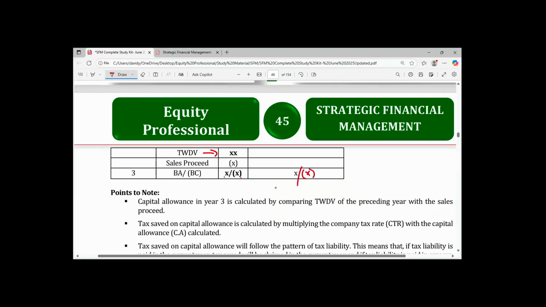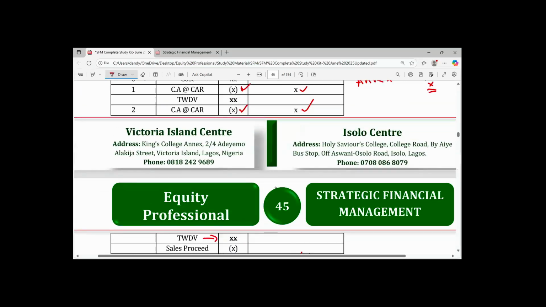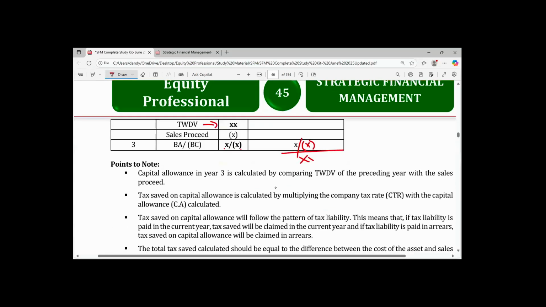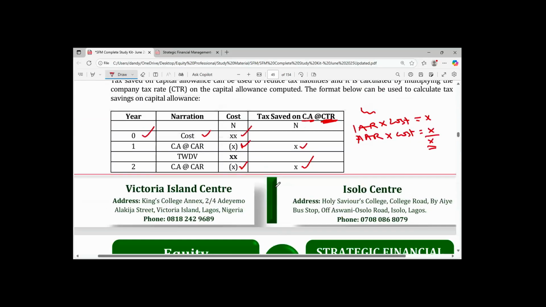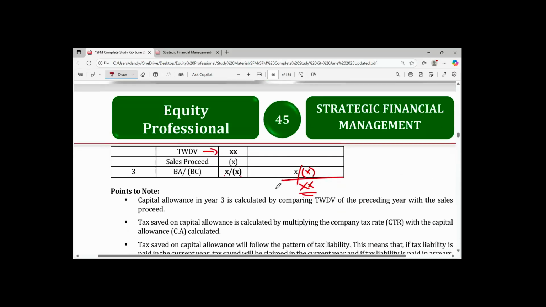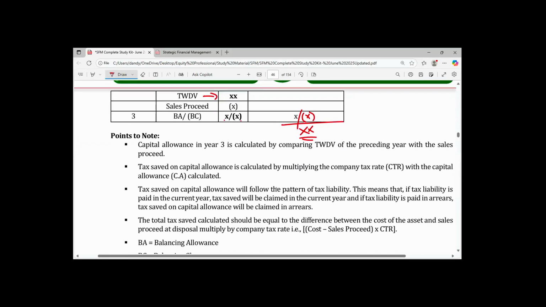All right. If I like, I can add up all the tax saved together, because the essence of this is to confirm that you have not claimed beyond or above what you are supposed to claim. You are not expected to claim above what you are supposed to claim. So in this case, I will add up all the tax saved on the capital allowance, and this will give me the total tax saved.